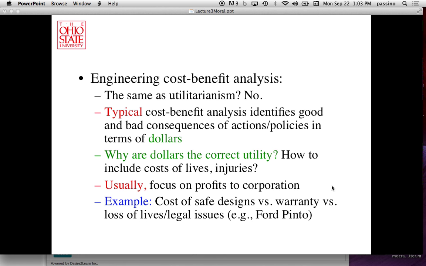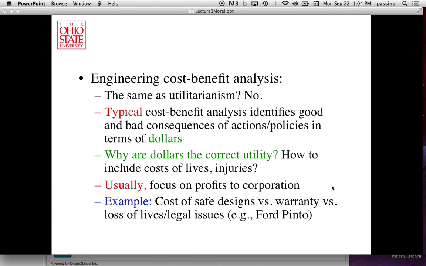They could be made safer if they spent more money on it. It can be more reliable. You could save more lives. But the company will say, yeah, but we'll never sell a car then. We're going to have to accept that some people are going to get hurt or killed. So these are very difficult decisions. A lot of times what it comes down to is a safe design versus a warranty on a product to fix it, versus the loss of lives, the legal issues associated with those, and the costs associated with those.